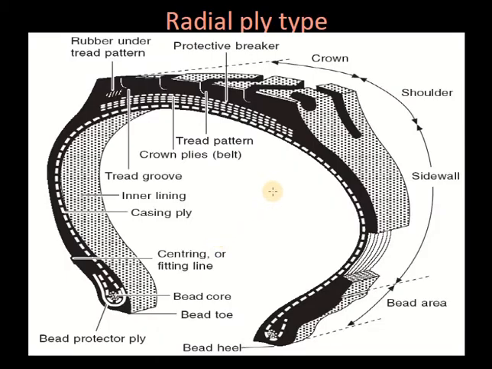Radial ply type: we can see the cross section, with rubber under the tread pattern. Radial means that the plies are provided parallel to the inner core lining. The parts of the cross section are mentioned: the inner core, casing ply, centering or fitting line, bead core and bead toe. Bead protector ply is also provided.